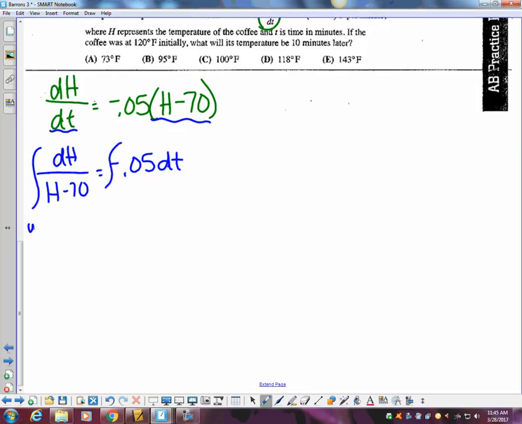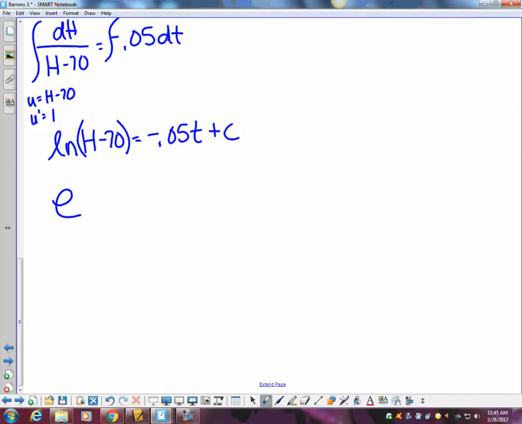Think about this like u substitution. u would be H minus 70, u prime would be 1. So this is u prime over u, which is ln of H minus 70, and this would be negative 0.05t plus c. Now I'm going to get rid of my ln; I'm going to e it. So e to the negative 0.05t plus c equals H minus 70. And again, we can use that trick where we write that as e to the negative 0.05t times e to the c, and e to the c is just a constant, so the c just comes out. Kind of use that trick a lot.